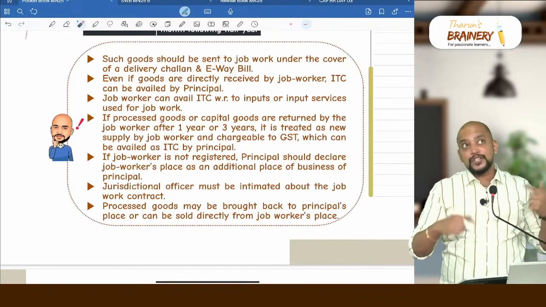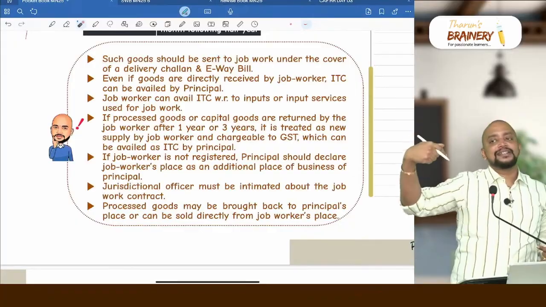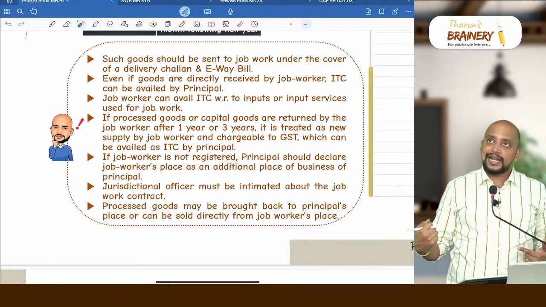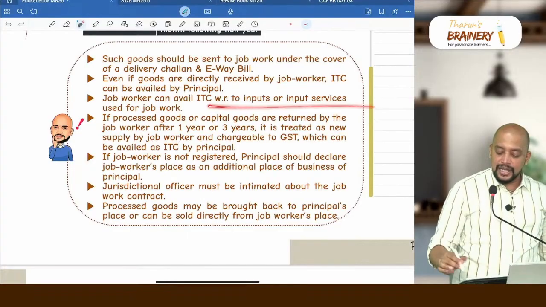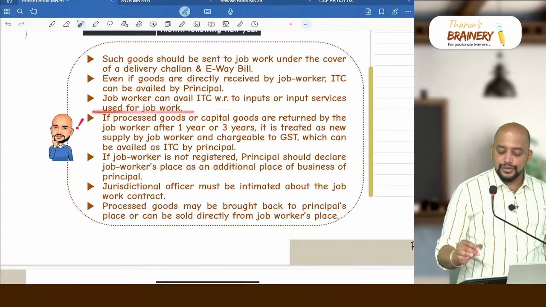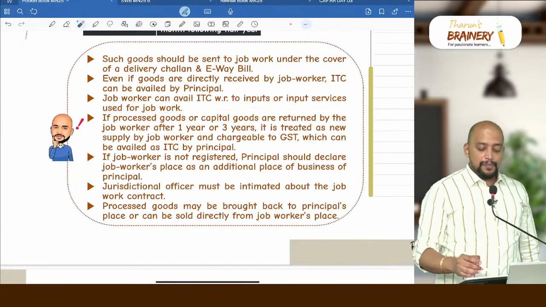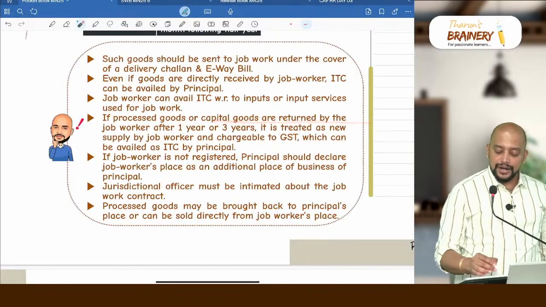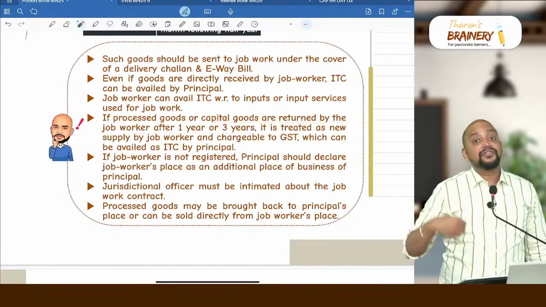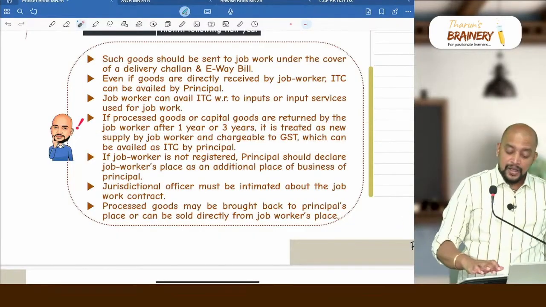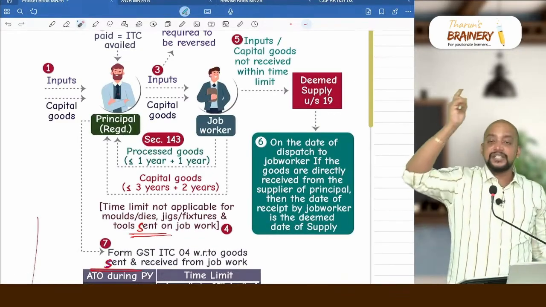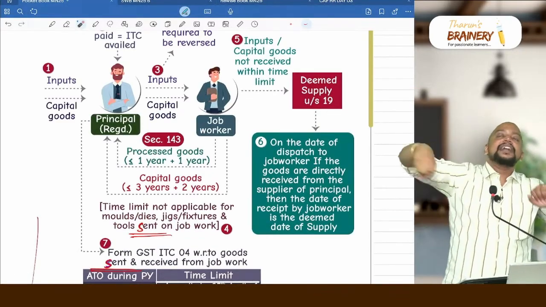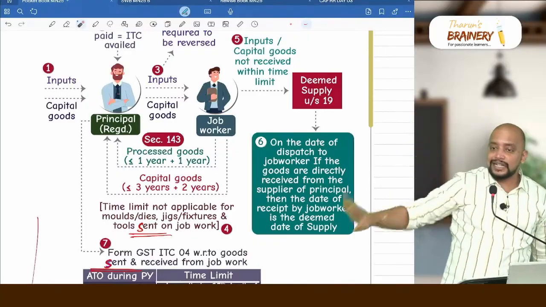Now, for doing this process, the job worker will purchase some goods. Can the job worker take ITC with respect to those goods? Yes. The job worker can avail ITC on the inputs and input services used for job work. If the processed goods or capital goods are returned by the job worker after 1 year or 3 years, now see what happened: as the goods are not returned within 1 year or 3 years, the principal is treating it as supply and he will pay GST along with interest.